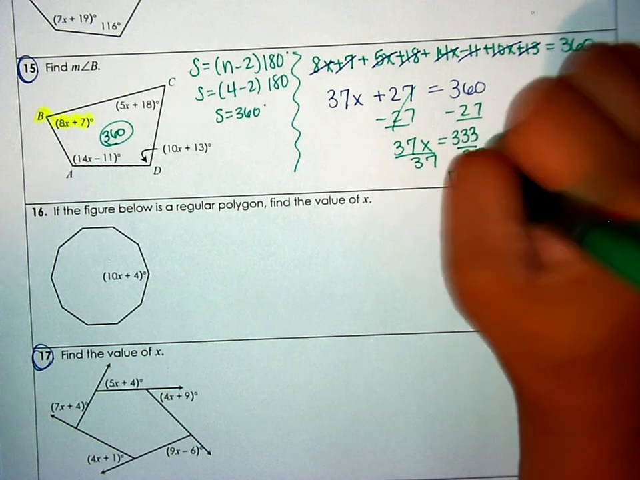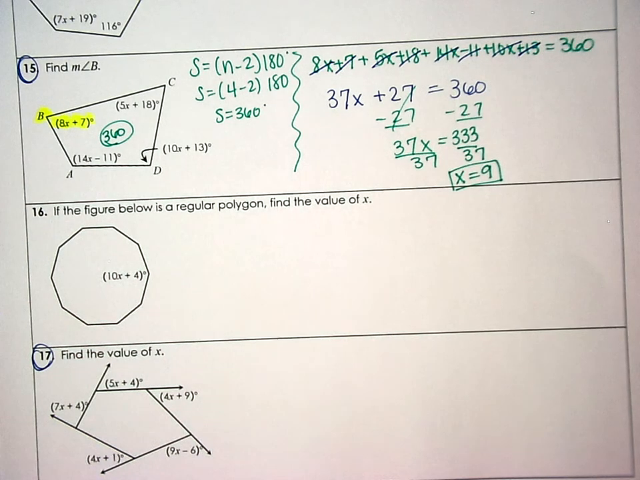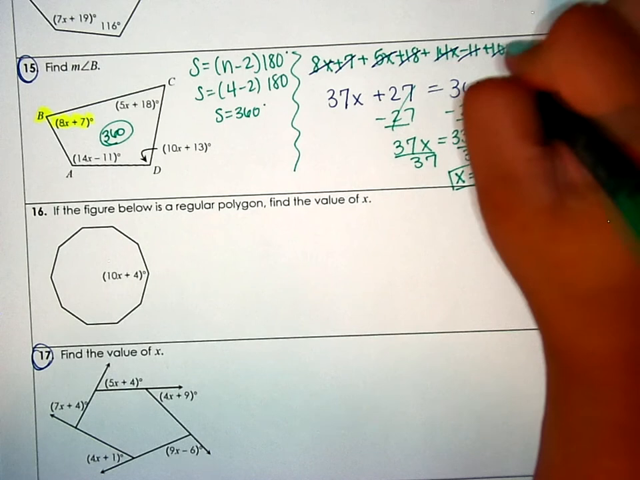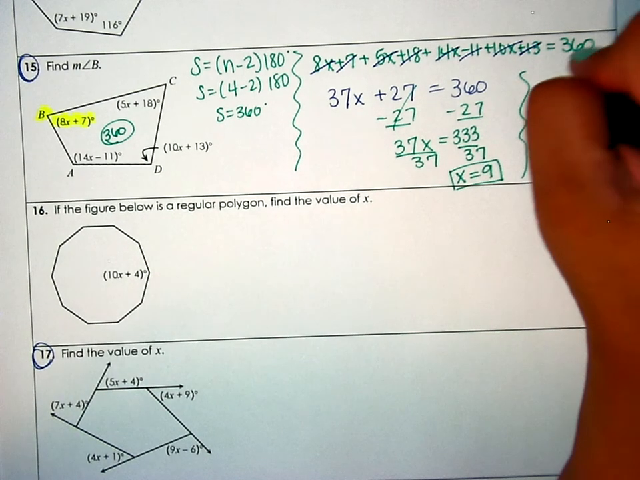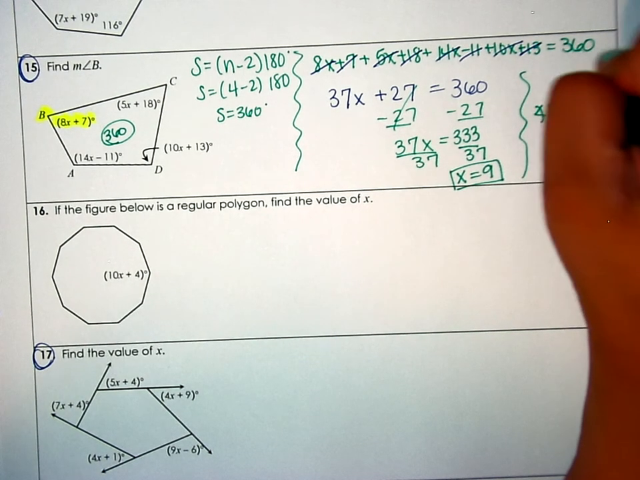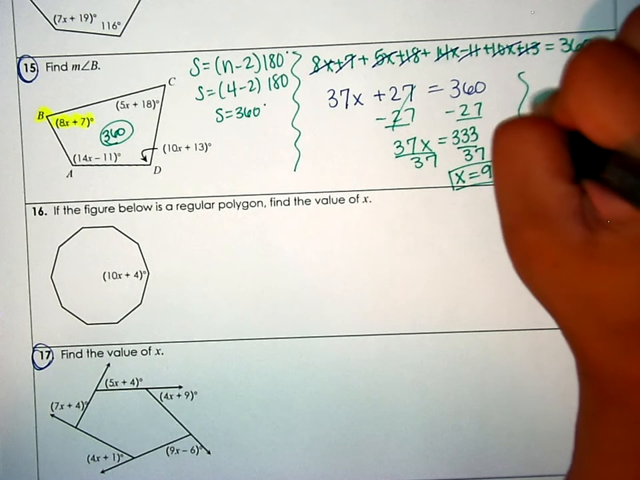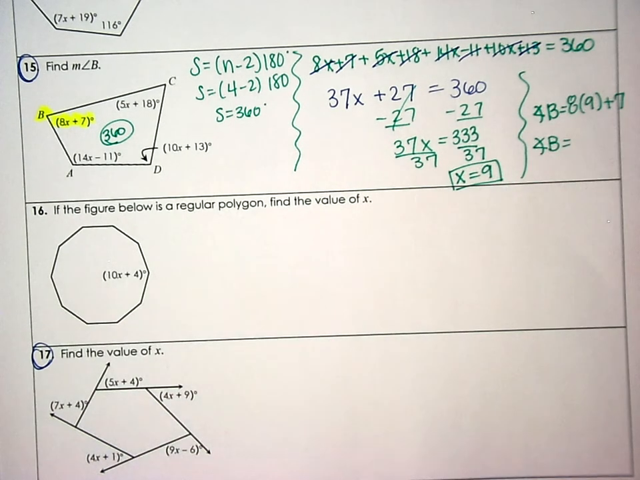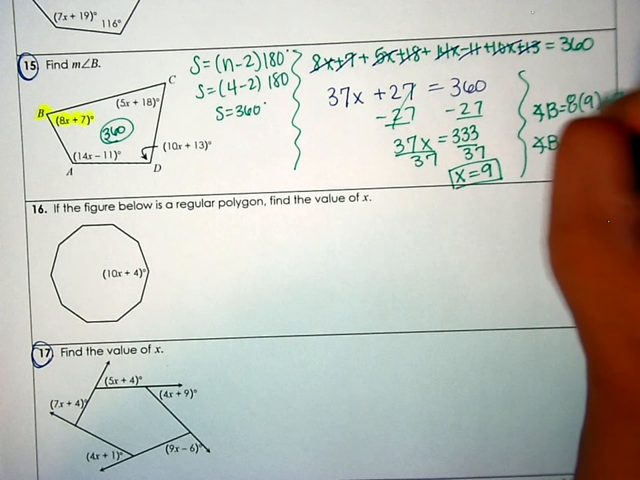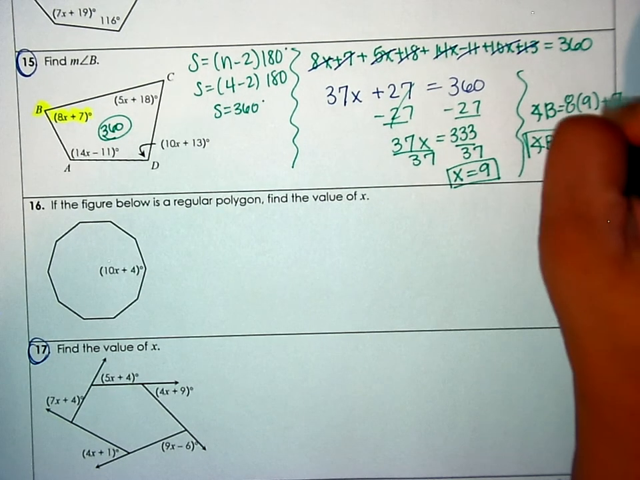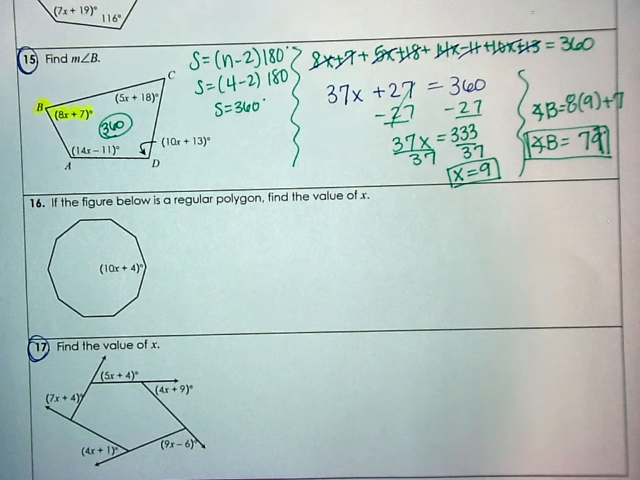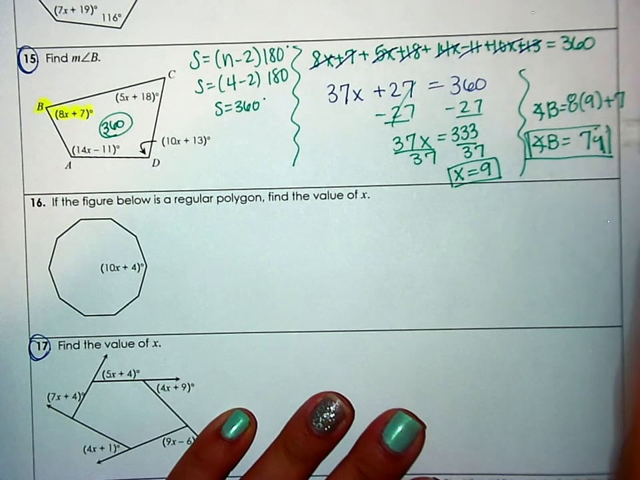Now remember, this one didn't say find x. This one said find angle B. So now I have to go back in and find angle B. But it's pretty simple because now that I have x, all I have to do is 8 times 9 plus 7. Now, I could put this in the calculator, but you should be able to do this one, hopefully, in your head. 8 times 9 is 72, plus 7 is 79. Okay, that's our final answer. I wrote the wrong number earlier, so let me fix that.